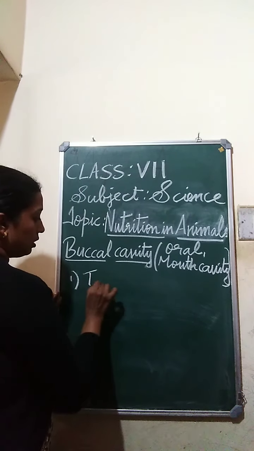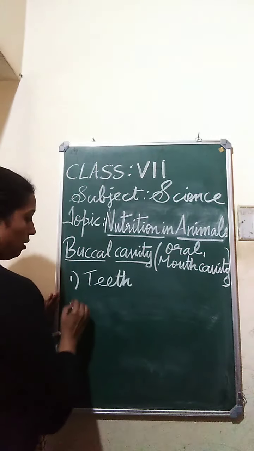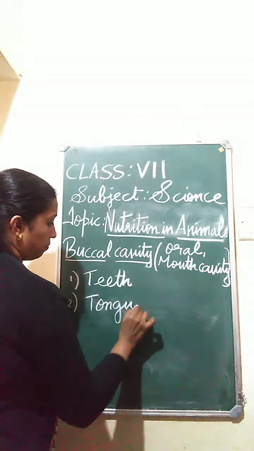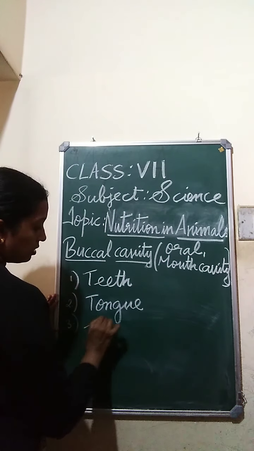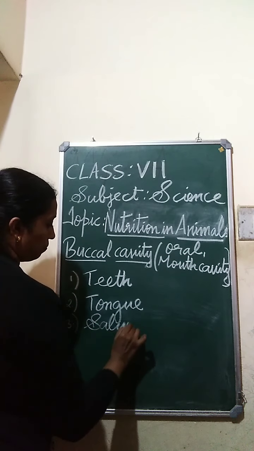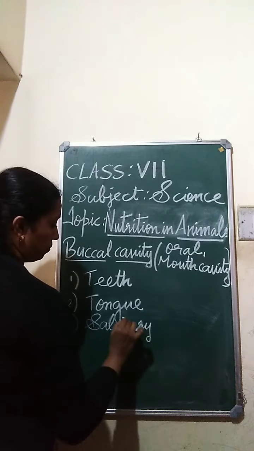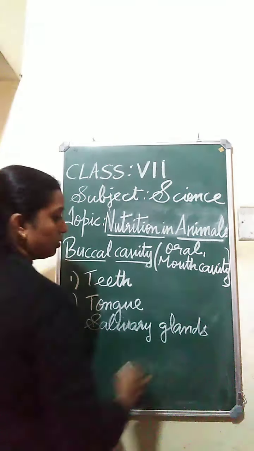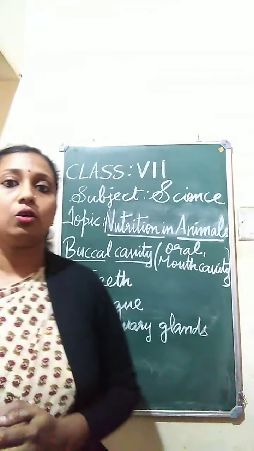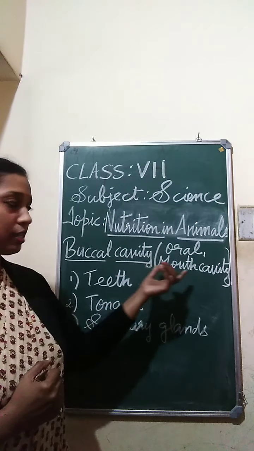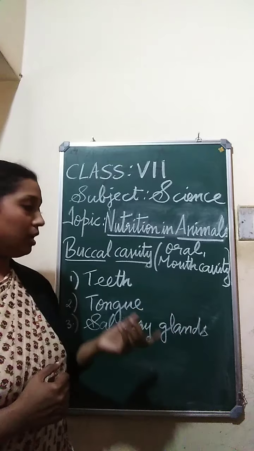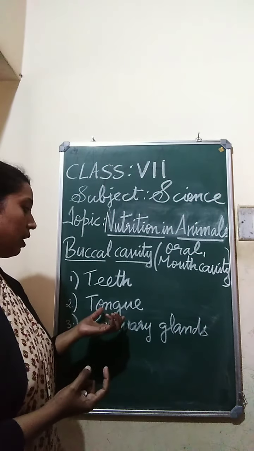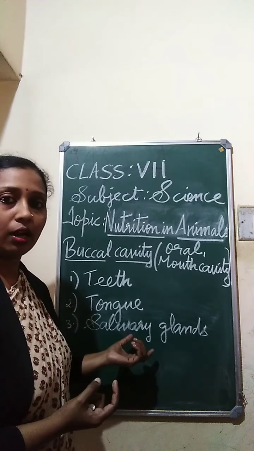The first one is the teeth, the second one is the tongue, and the third one is the salivary glands. The buccal cavity, also known as the oral cavity or mouth cavity, mainly has 3 parts: teeth, tongue and the salivary glands.